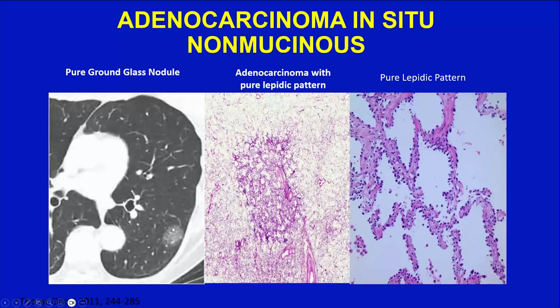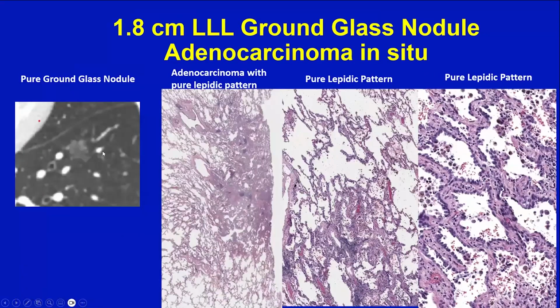Here's an example by CT. These typically will look like a pure ground glass nodule. Then here in the center, you'll see this circumscribed but not encapsulated tumor that has pure lipidic growth, no invasion. Here on higher power, you can see the same. Here is another example of a case where we have a pure ground glass nodule, but you can get increased amounts of connective tissue. That is simply benign scarring. So there's no invasion in this. Everything is still pure lipidic.